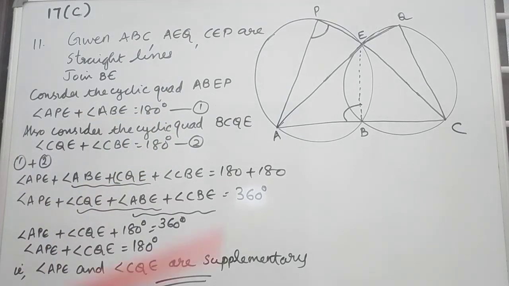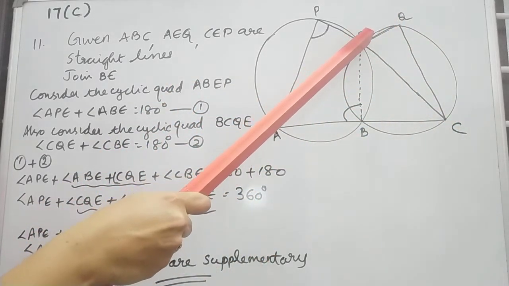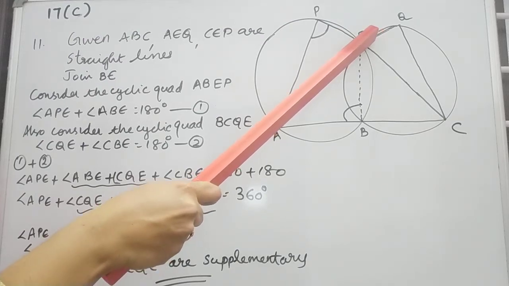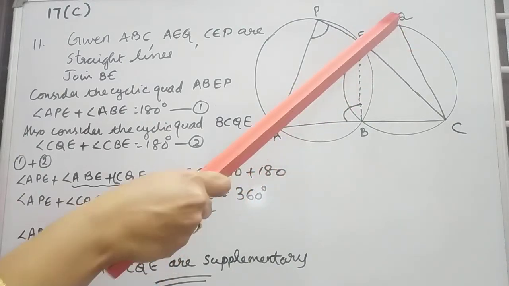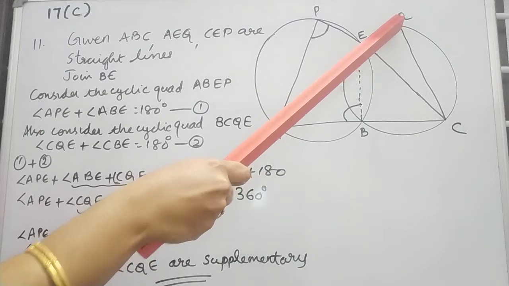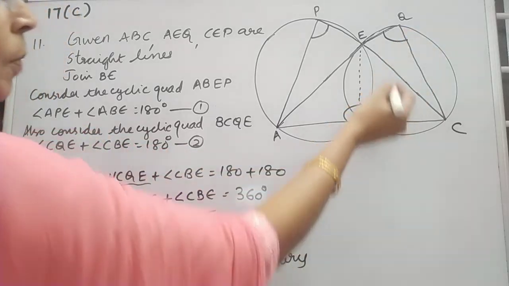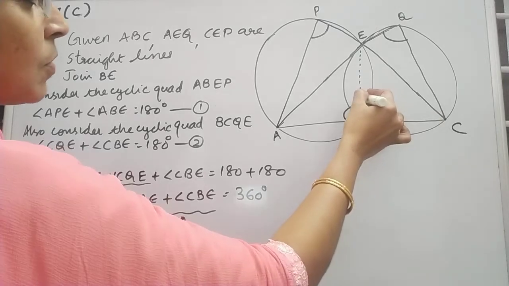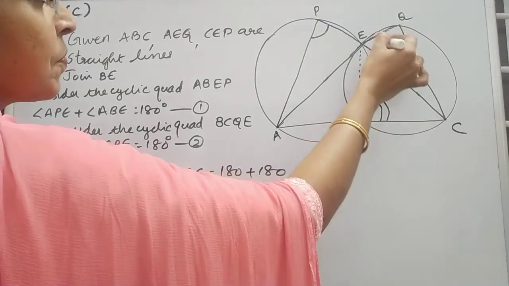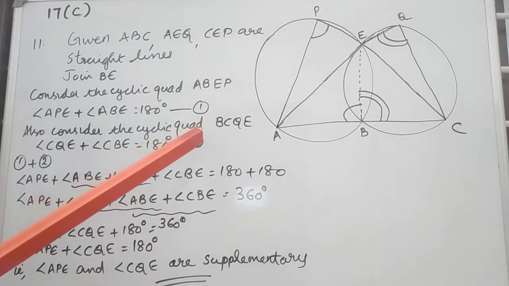Next, consider the cyclic quadrilateral BCQE. Same case we can apply here. Opposite angles of a cyclic quadrilateral are supplementary. We want CQE, and opposite of CQE is CBE. So the sum of these two angles will be 180 degree. CQE plus angle CBE is equal to 180 degree. Let it be equation number 2.